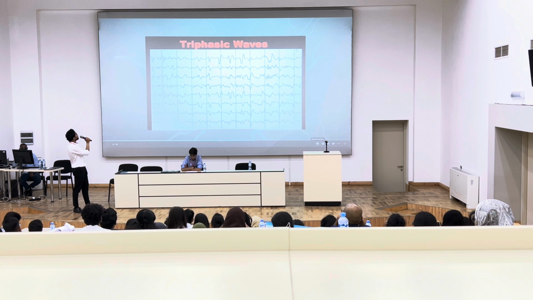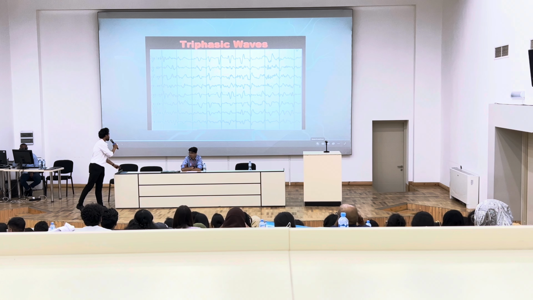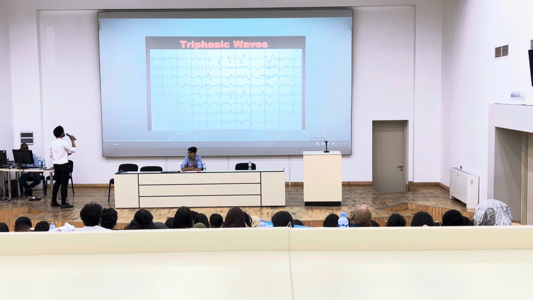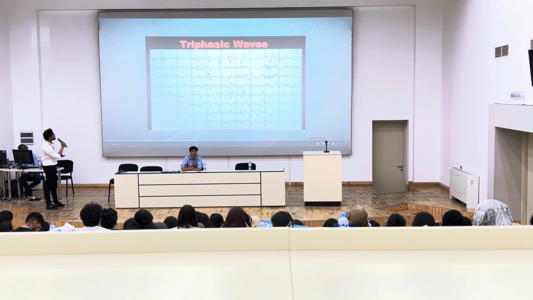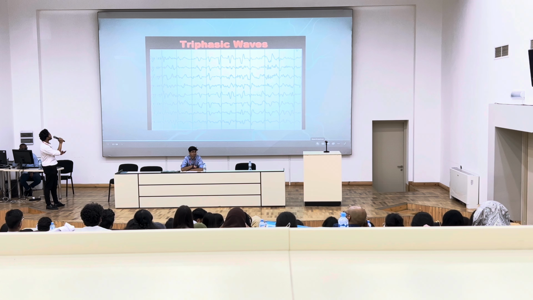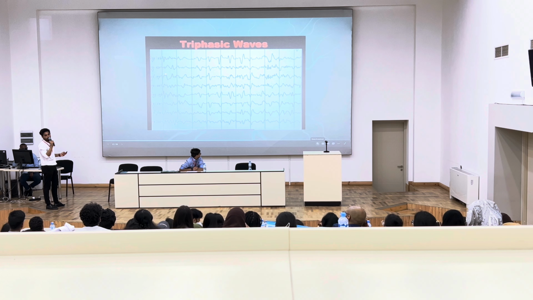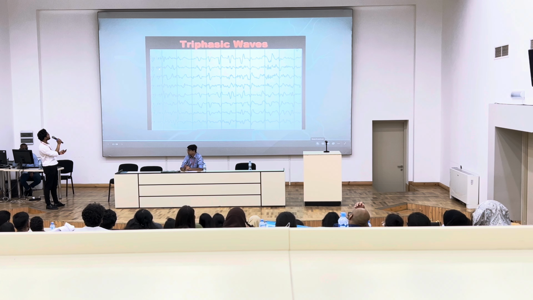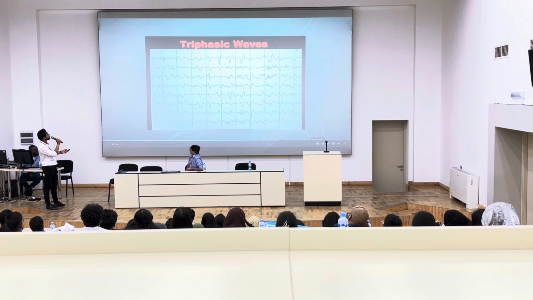This image is of triphasic waves. So let me point it out. Alright, so look at F3. Okay, so F3 is left side or right side? Can you tell me which row it is? Second. Okay. So just look at this box, which I have somehow tried to circle.